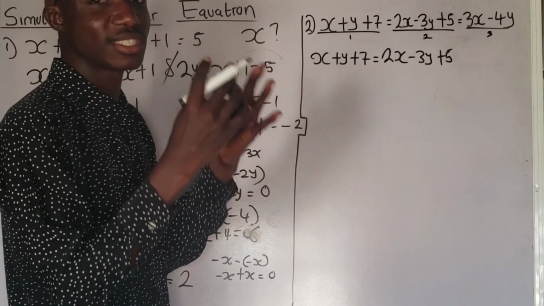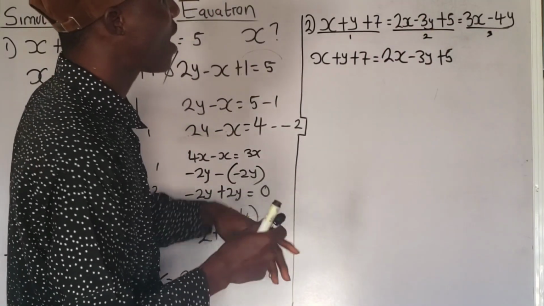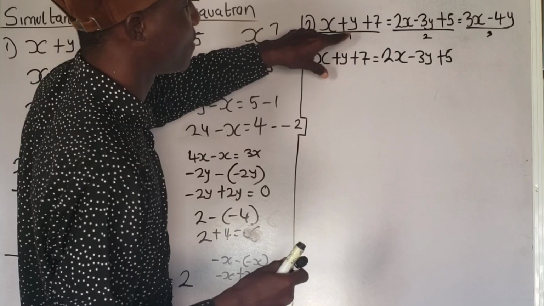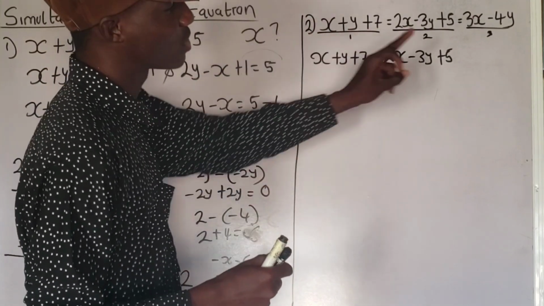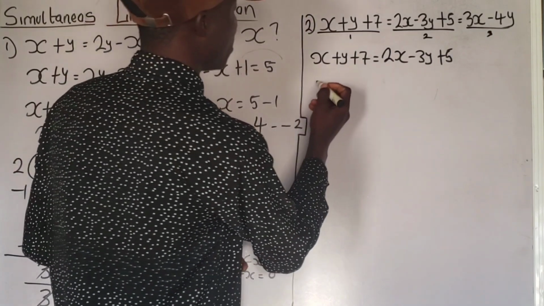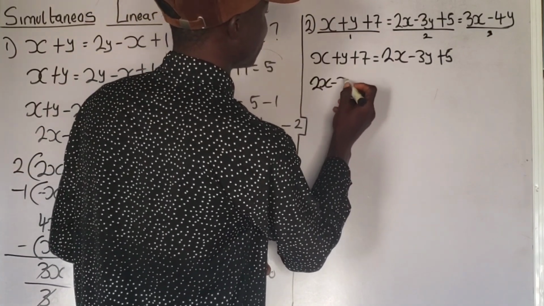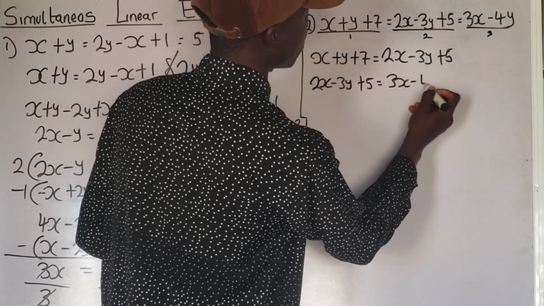I'm going to now set the second part equals to the third part. Do you know how I arrive at this? I set the first part equals to the second part. Now, I'm going to set the second part equals to the third part. You understand? So, I'm going to have 2x minus 3y plus 5 equals to 3x minus 4y.